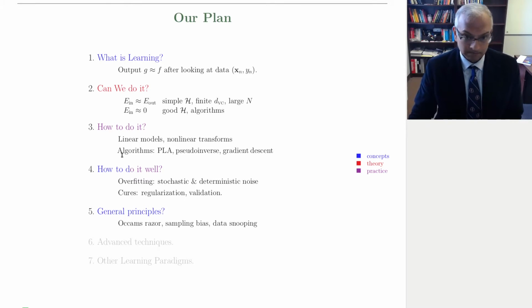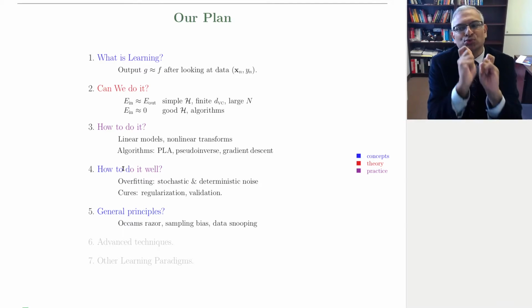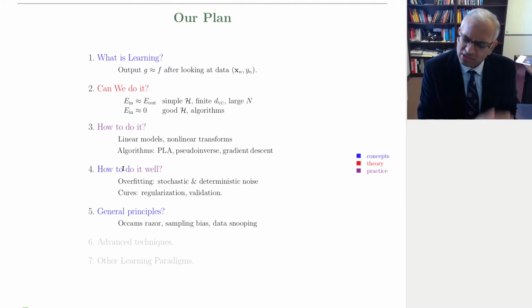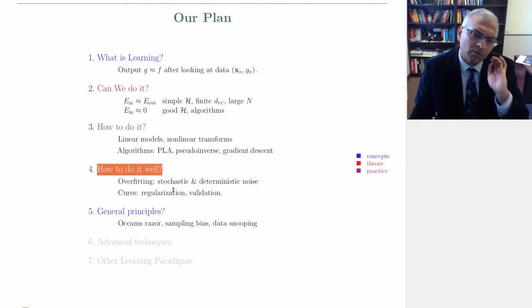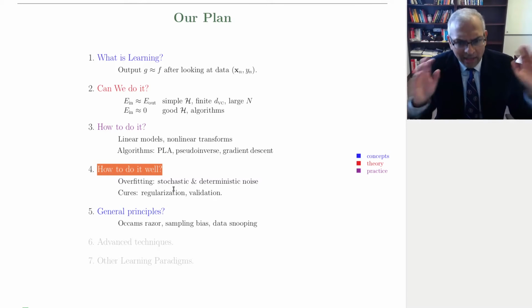So that more or less is what learning is, can we do it, and how do we do it? But then, what separates the professional from the amateur is how to do it well. How do you control overfitting? Because there is always noise in the data. Stochastic noise, deterministic noise. And so overfitting is just an inescapable disease. You have to deal with it.